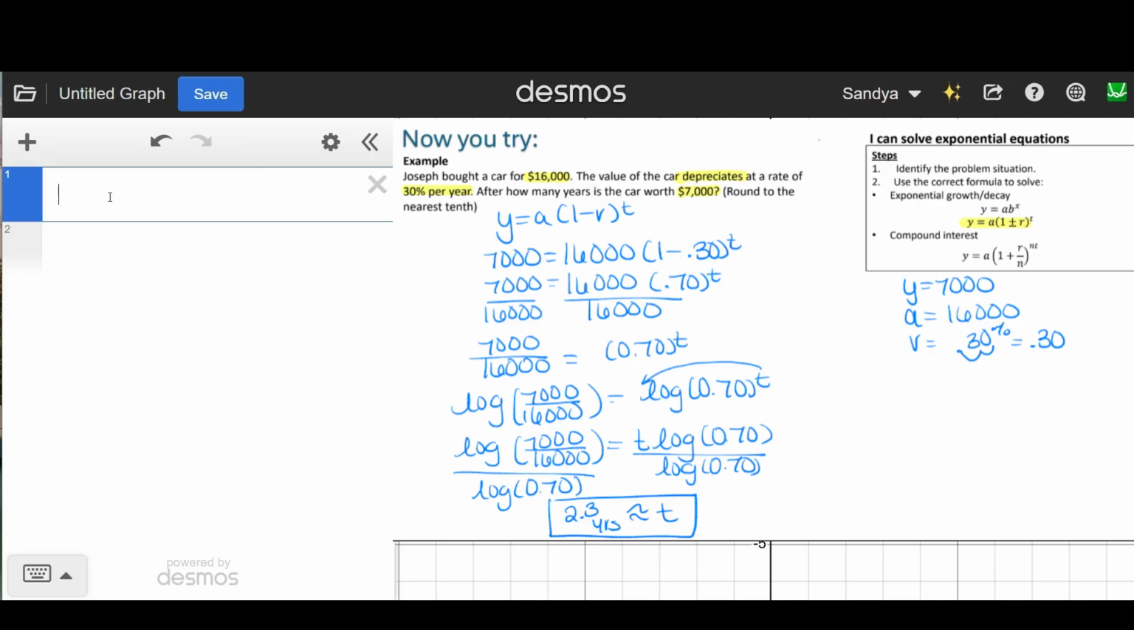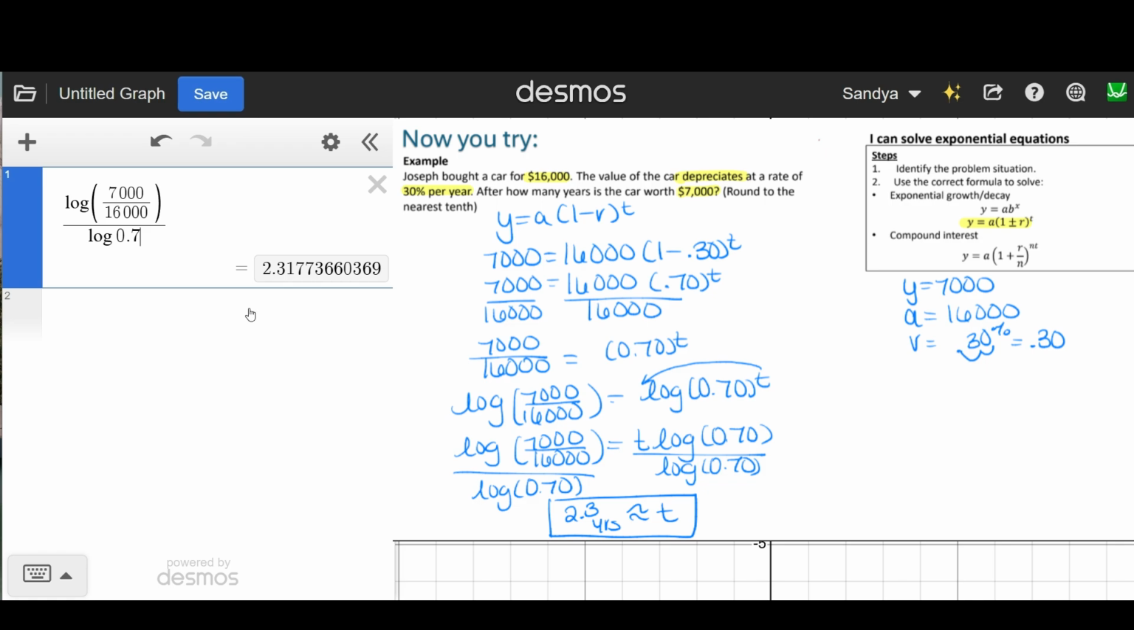So now we're going to use our calculator to go ahead and evaluate this. So we have the log of parentheses 7,000 divided by 16,000, and then arrow to the right, close the parentheses, divided by log of 0.7. You can see this is approximately 2.3 when we round to the nearest tenth place.